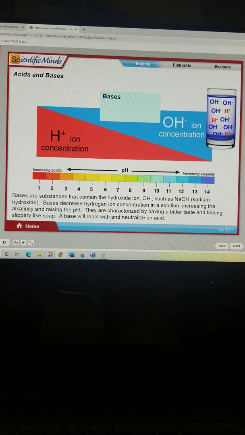Bases are substances that contain the hydroxide ion, OH-, such as NaOH, sodium hydroxide. Bases decrease hydrogen ion concentration in a solution, increasing the alkalinity and raising the pH. They are characterized by having a bitter taste and feeling slippery like soap. A base will react with and neutralize an acid.